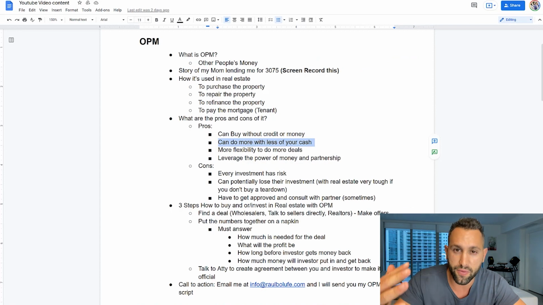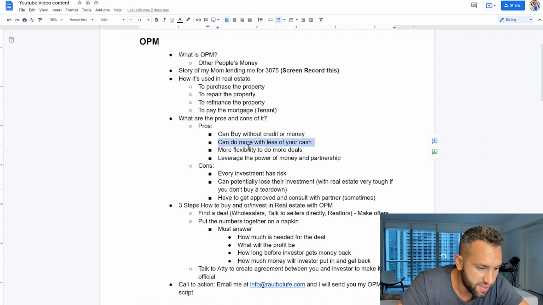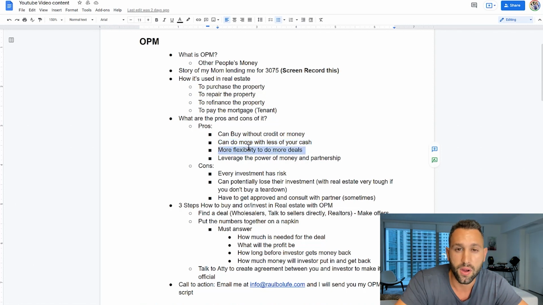Make sure you don't get too much leverage. Make sure you don't do bad loans or buy bad houses. However, you can do more with less of your cash. So it's great. You have more flexibility to do more deals and close quicker, right?